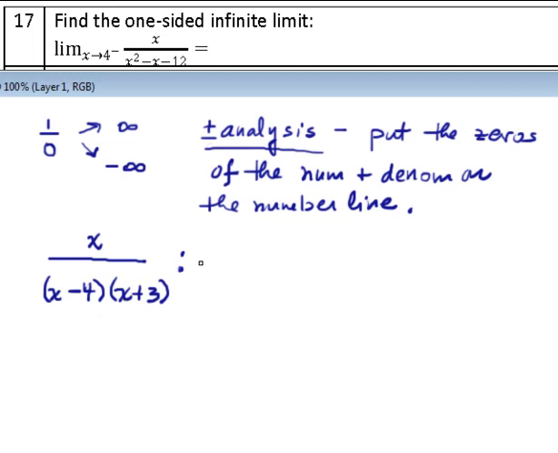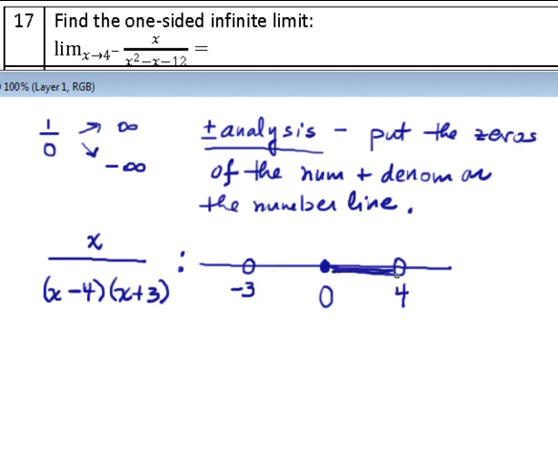Alright, so on the number line, this is the plus-minus analysis. We put the zeros of the numerator and denominator in order. So we'll start with minus 3, open circle, because minus 3 is not in the domain. And then 0, that's coming from the numerator, that is in the domain. And then 4, open circle, 4 is not in the domain. Now we really only are interested in the interval to the left of 4. So this is the interval. We want to know the sign of this expression on this interval.